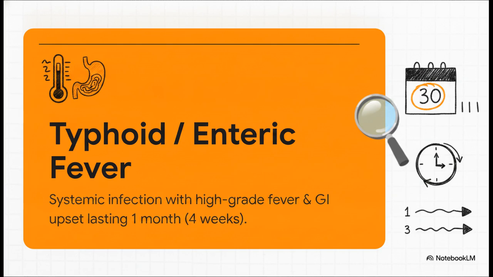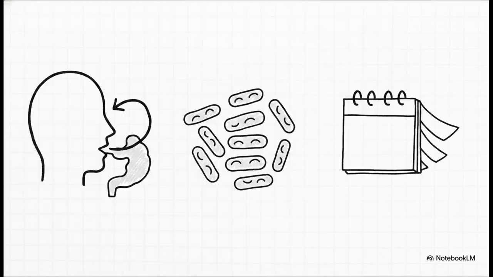And that specific duration, that's a key differentiator. For example, it helps you easily distinguish it from something like rheumatic fever, which typically drags on for about 3 months. So who's the actual culprit here? The infectious agent is primarily Salmonella typhi, causing about 75% of cases, with Salmonella Paratyphi making up the other 25%. What are we dealing with?